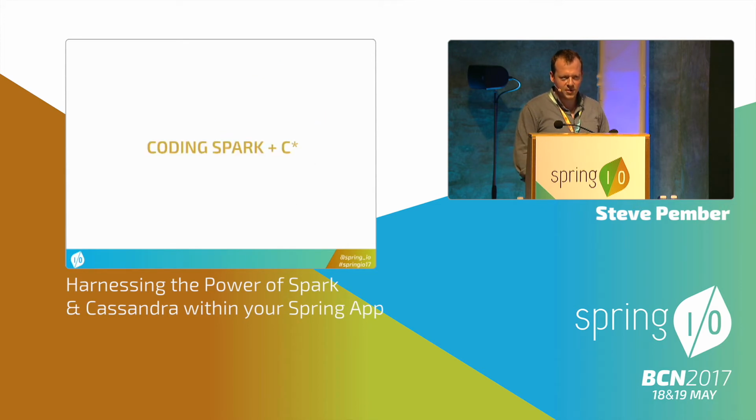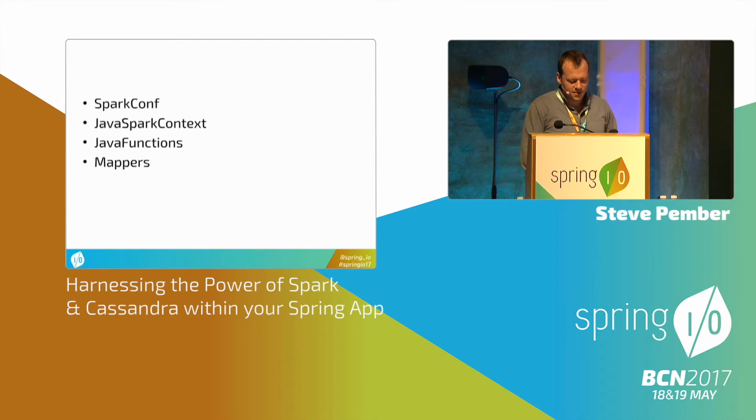So, coding Spark and Cassandra. Some of the objects you'll see coming up are the Spark configuration class. There's again the Java Spark context, which is a Java implementation of the regular Spark context, which is itself a Scala class. There's an object called Java functions, which is an adapter from Java into some of the Scala code that Spark has and that the connector gives you. And then there are mapping functions that allow you to take an in-memory class and write it to Cassandra and back and forth.